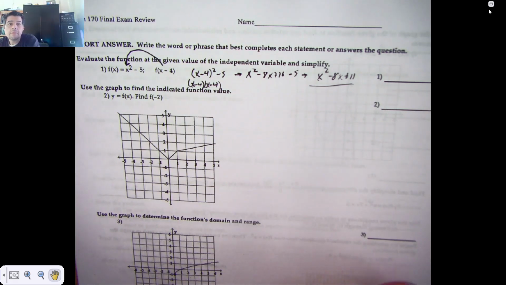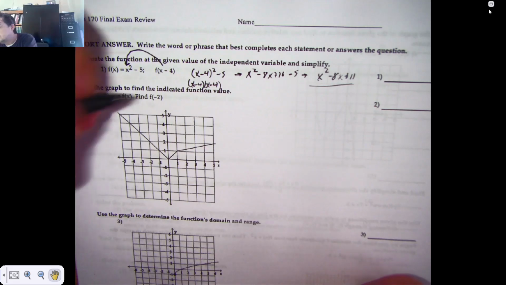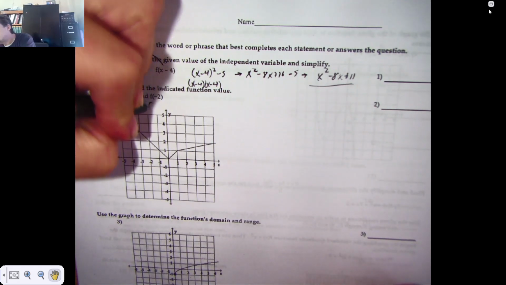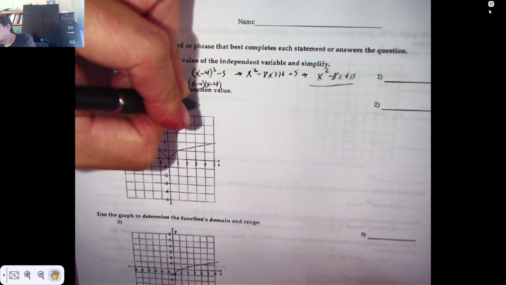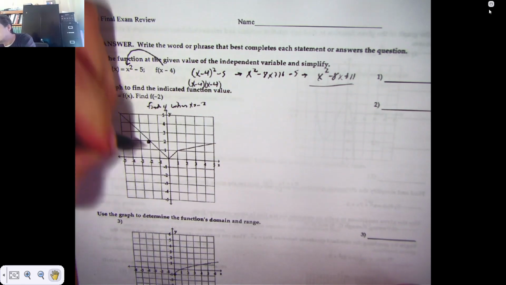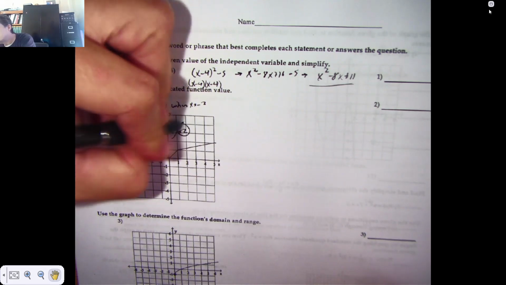Not too bad. Use a graph to find the indicated value. Oh, you wish it would be this easy, but who knows? It might be on there. F of negative 2 means find y when x is negative 2. And that's right there. And I know that y is 2. There's my answer.